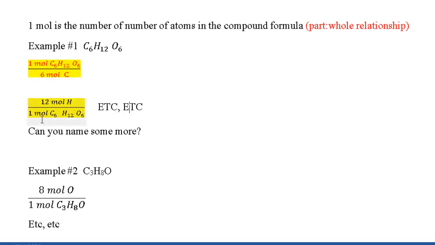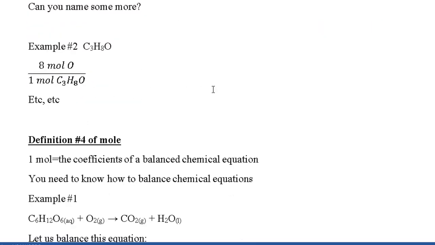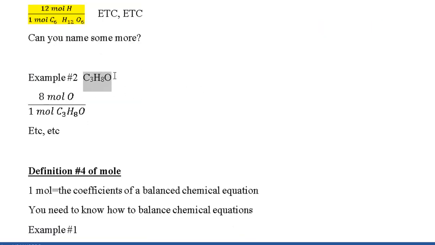Notice here the 1 mole, the whole, is at the bottom. The part, the 12 moles of hydrogen, is at the top. Conversion factors you can flip. You do what you need to do in order to cancel out the units. How about this one, C3H8O? For every 1 mole of C3H8O, there's going to be 8 moles of hydrogen. For every 1 mole of C3H8O, there will be 1 mole of oxygen. For every 1 mole of C3H8O, there will be 3 moles of carbon.